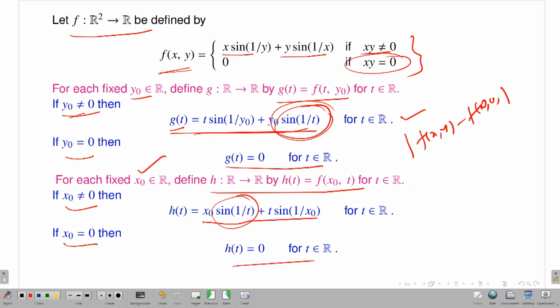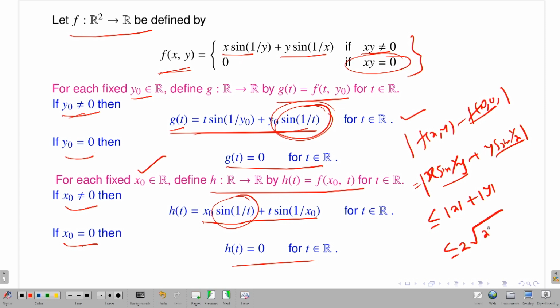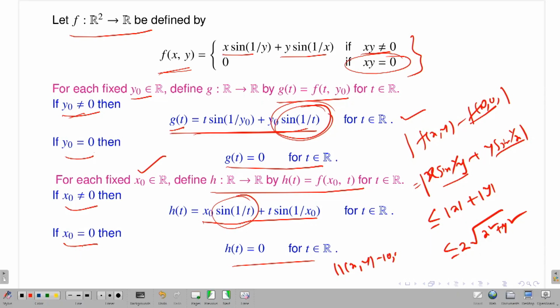So what is this? This is the same as x sin 1 by y plus y sin 1 by x, because f of (0,0) is 0. And this is dominated by what? Mod x plus mod y, because mod sin 1 by y and mod sin 1 by x are dominated by 1, and this is less than or equal to 2 times square root of x square plus y square. Now you just play the epsilon-delta argument. Given epsilon, choose delta equal to epsilon by 2, such that whenever norm of (x,y) minus (0,0) is less than delta, this is less than epsilon, and therefore my function is continuous at (0,0). The rest of the part you can also prove: this function is continuous in R2.